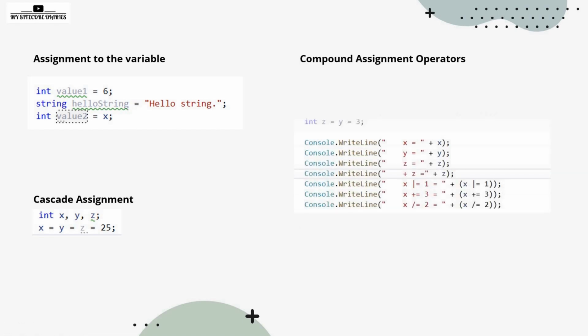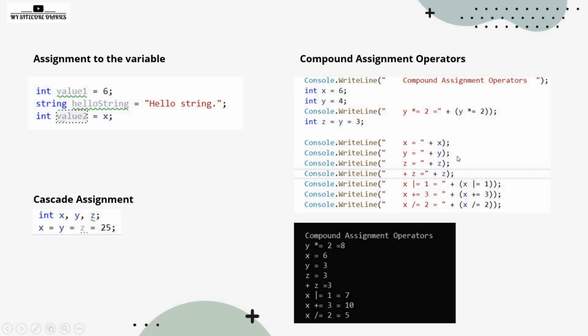Then you have a compound assignment. We'll see an example of a compound assignment. So here, see, this is the example: x value is 6, y value is 4, and this is the example of a compound assignment. So y multiply equal to 2. What we will do is, whatever the value of y, that is multiplied by 2, and the result is assigned back to y. So y into 2, 4 into 2 is 8, so the y value is 8. Similarly, we have x here, 6, z equal to y is equal to 3, so now z and y will become 3. Okay, now see this example now.